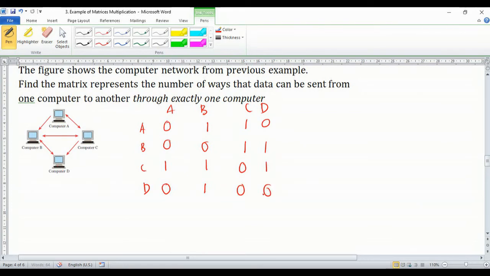So from here, because they are asking, like I said before, through exactly one computer, we can say this matrix is named X, right? This one is matrix X because they have exactly one computer, so that's the meaning. It's the multiplication of the matrix X, so we can write X times X, everyone. From here, we just need to calculate.